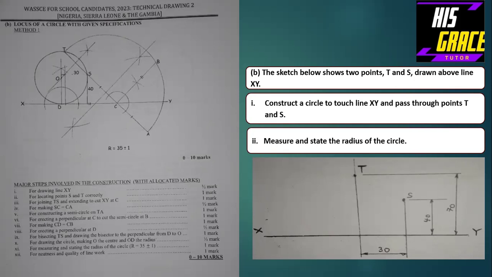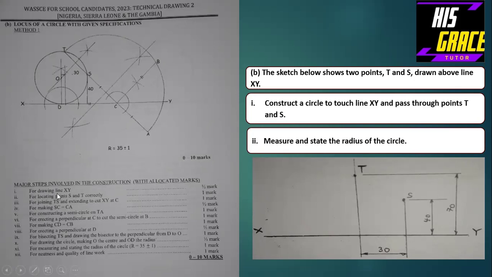But when I saw my marking guide and the way they did it, I know that if I was a candidate that wrote that exam, I cannot score 0. That's not possible, even if I don't use the method they use, as long as I make sure the circle touches the points and also touches the straight line XY. But let's look at the marks awarded to each step taken in solving this problem.